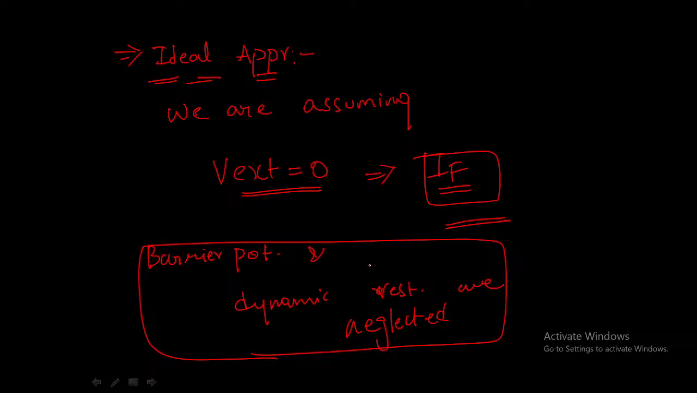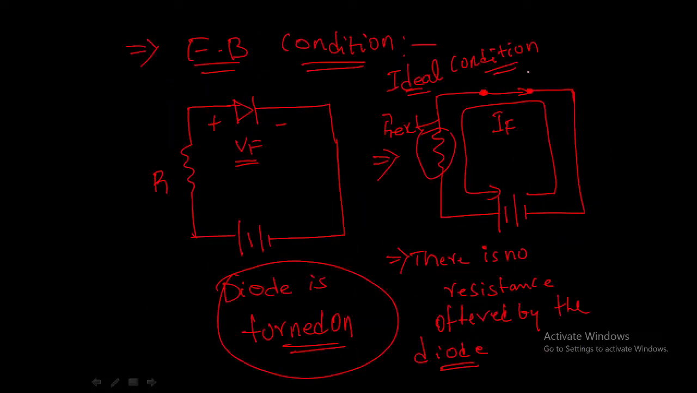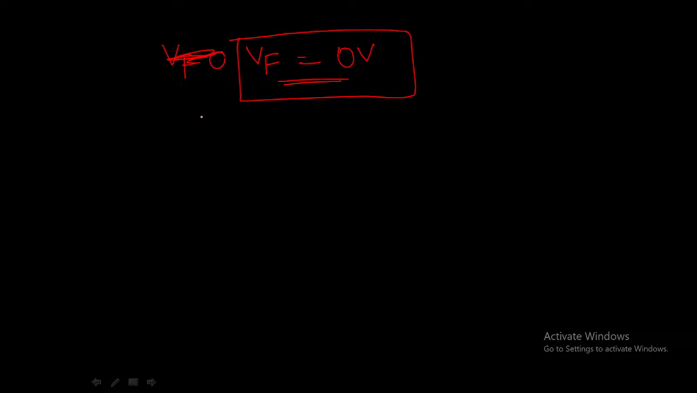Here these two are neglected, and the diode is assumed to have 0 voltage across it when it is forward biased. Why does it have 0 voltage? Since it is short circuited, there will be 0 voltage across this diode. So V forward, the voltage across the diode, is equal to 0 volts.